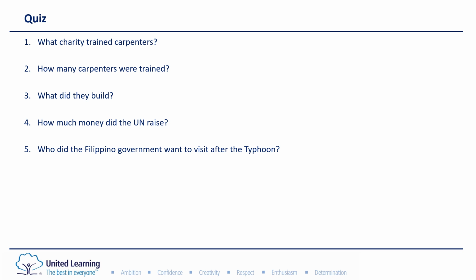Brilliant, well done. So the charity was Save the Children. They trained 900,000 carpenters and they built stronger houses. The UN raised $300 million and the Filipino government wanted tourists to visit after the storm. So like I said, if you're not sure on any of the 3 immediate or 3 long-term responses and you haven't got a clear chain of reason written down for each, please rewind the video to watch my explanation, because that's going to really support you in the upcoming Blue Zone.